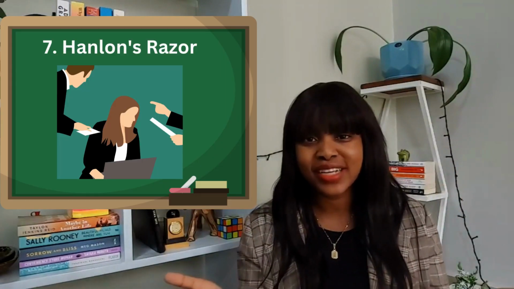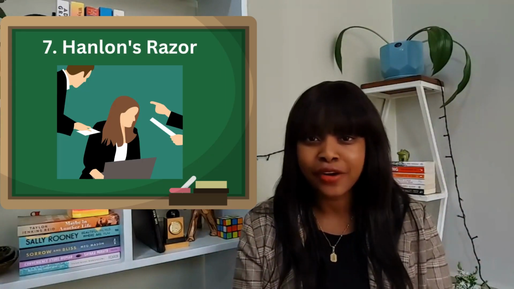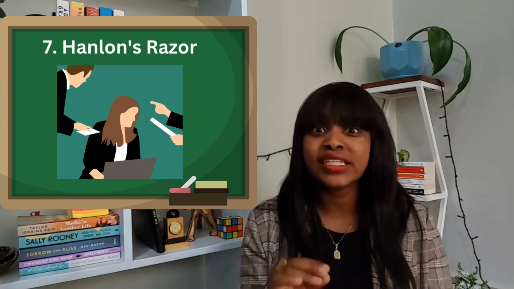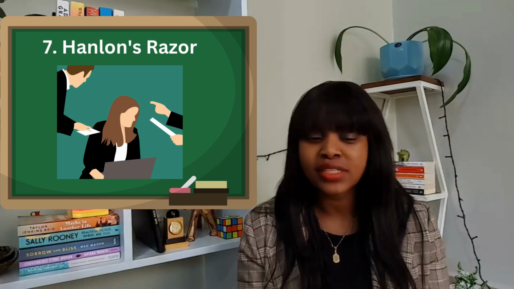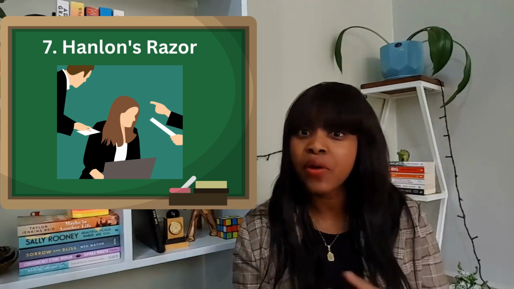Finally, our last mental model, number 7, Hanlon's razor. Have you ever made the mistake of getting angry at someone, thinking that they had malicious intent behind their actions, yet in fact they were just careless or incompetent? This mental model helps you to think rationally about the actions of other people. It states: never attribute to malice that which can be explained by carelessness, stupidity, incompetence, or neglect.